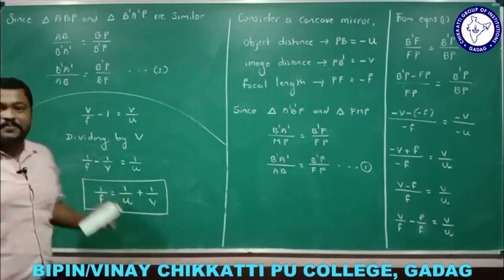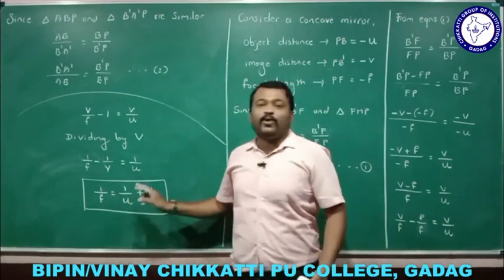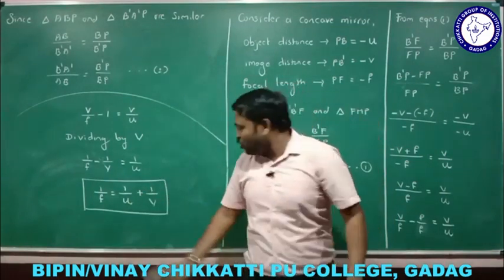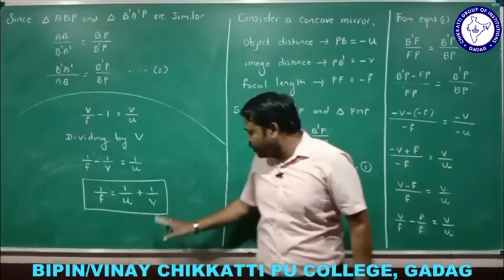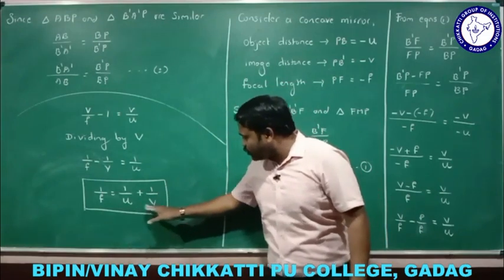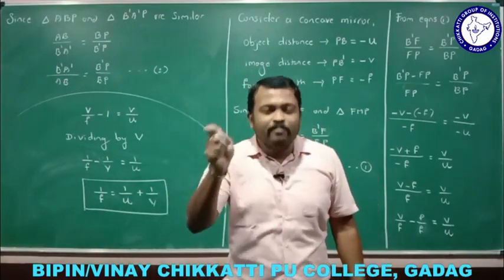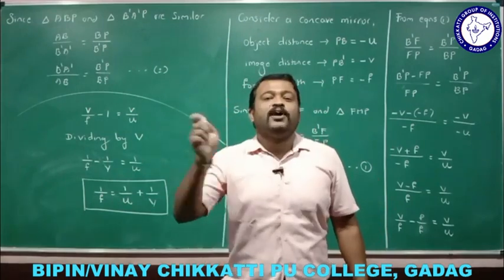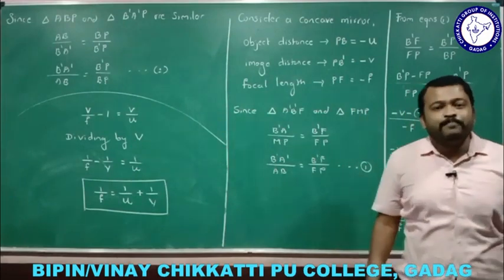This equation is called the mirror equation. What is the mirror equation? 1 by f equal to 1 by u plus 1 by v, right? What is f? Focal length. What is u? Object distance. What is v? Image distance. The relation between object distance, image distance and focal length is called the mirror equation: 1 by f equal to 1 by u plus 1 by v. This is how we derived the mirror equation.